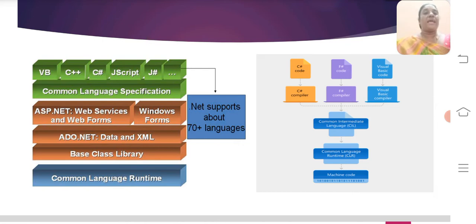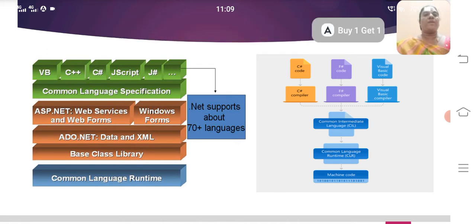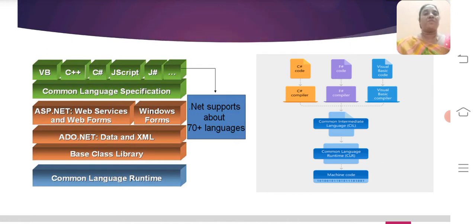This Common Language Specification will provide a description for the data types that are supported by the above different languages. That is, the 70 plus languages. In those 70 plus languages, what are the data types available? The description will be provided by this Common Language Specification.